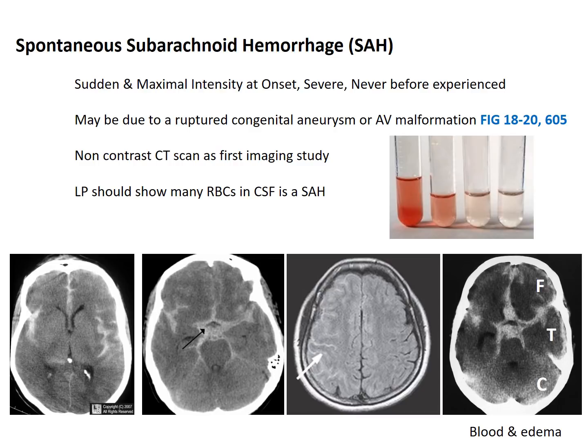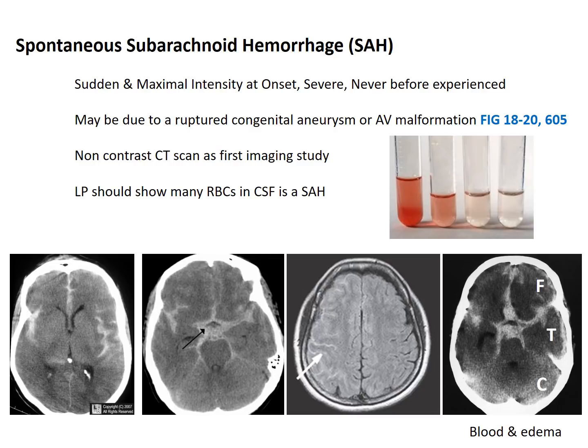Spontaneous subarachnoid hemorrhage can also occur. Individuals can experience sudden, severe onset of headache. Sometimes bleeding into the subarachnoid space can be due to rupture of a congenital aneurysm or due to bleeding of some type of arteriovenous malformation.